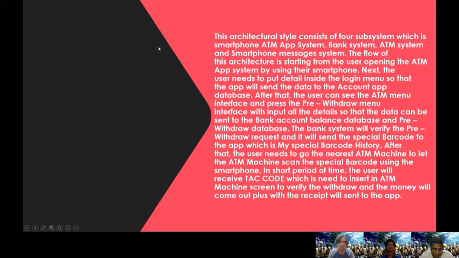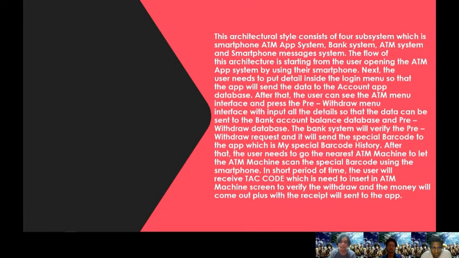So this is the description of that component diagram, which is this architecture style consists of 4 subsystems, which are the smartphone app system, bank system, ATM system, and smartphone message system. The flow of this architecture starts from the user opening the ATM system by using their smartphone. Next, the user needs to put their details inside the login menu so that the app can key in all their details in the account app database.